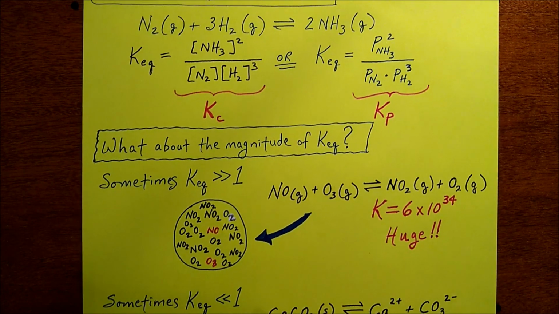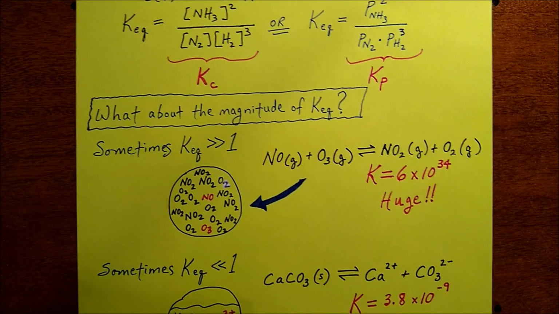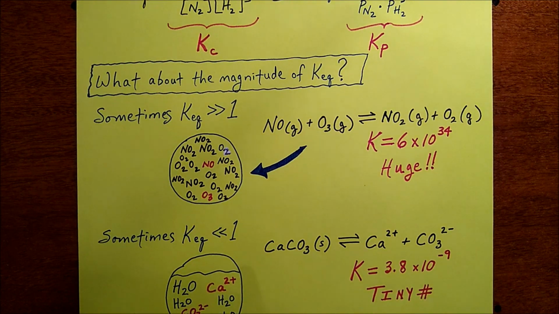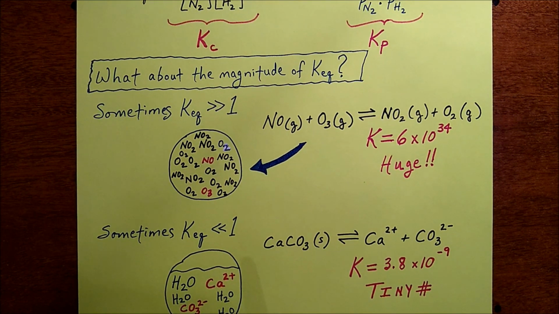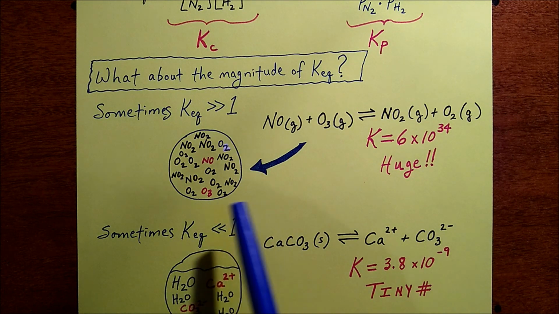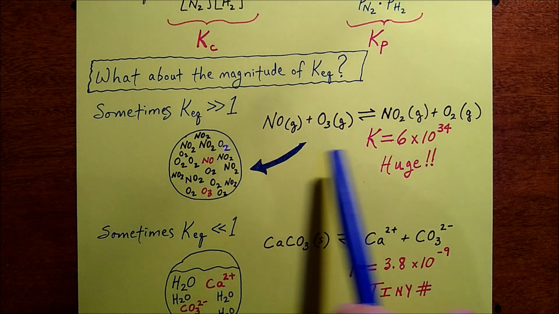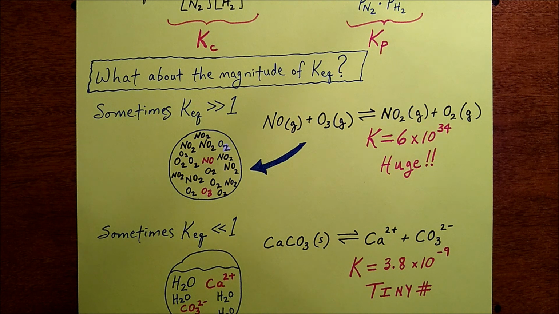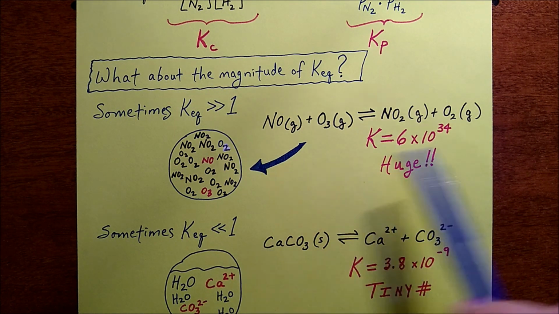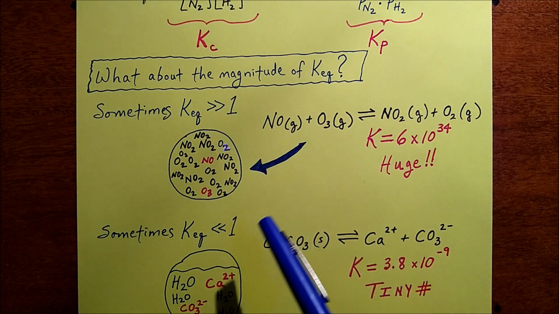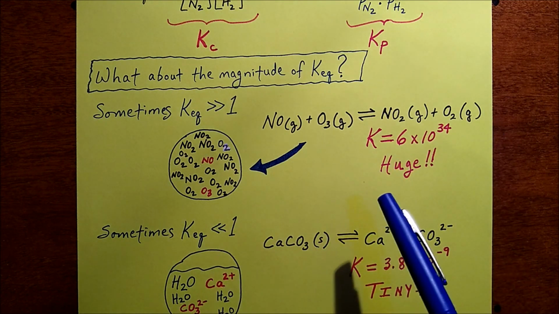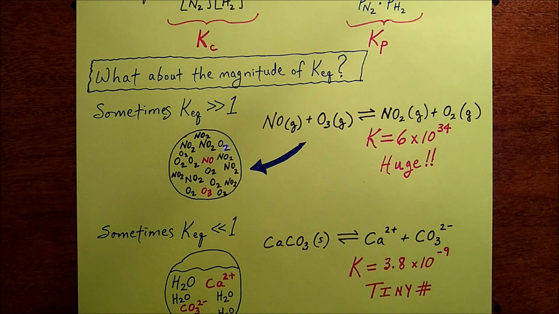So what about the size of KEQ? What does that mean? Well, sometimes KEQ is much larger than 1. I have a little picture here to show you what that represents. Here's a reaction in which you have a very large equilibrium constant. This reaction is another gas phase reaction. Nitric oxide reacts with ozone gas to give you NO2 and oxygen gas. Again, this could be a reaction that is occurring in the upper atmosphere.